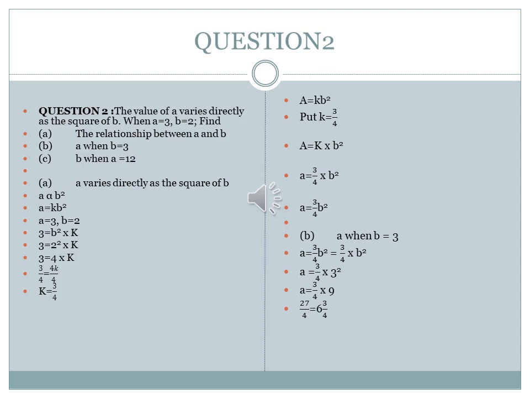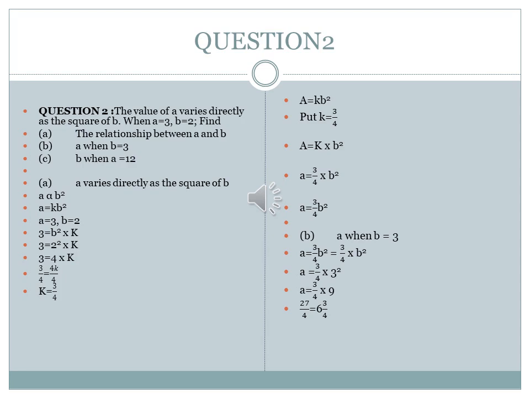So using the same formula, A will be equal to KB squared. So put K is equal to 3 over 4. A will be equal to K multiplied by B squared. So A will be equal to 3 over 4 multiplied by B squared. So A will be equal to 3 over 4B squared. And that is the relationship between A and B.